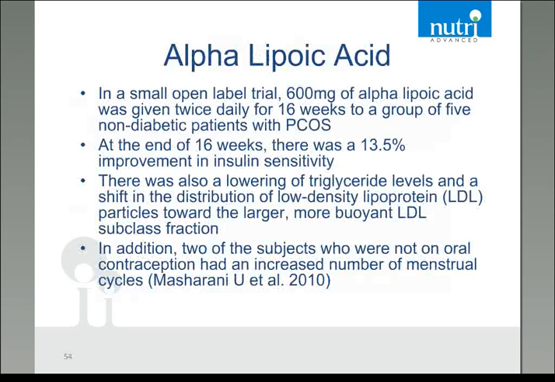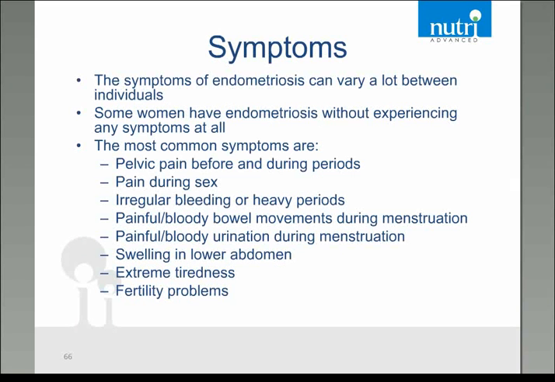And then we've got our alpha-lipoic acid, so the third product that we've got in our synergistic blend. In a small open-label trial, 600 milligrams of alpha-lipoic acid was given twice daily for 16 weeks to a group of 5 non-diabetic patients with PCOS. At the end of 16 weeks, there was a 13.5% improvement in insulin sensitivity. There was also a lowering of triglyceride levels and a shift in the distribution of low-density lipoproteins towards the larger, more buoyant LDL subclass fraction. In addition, 2 of the subjects who were not on an oral contraceptive had an increased number of menstrual cycles.